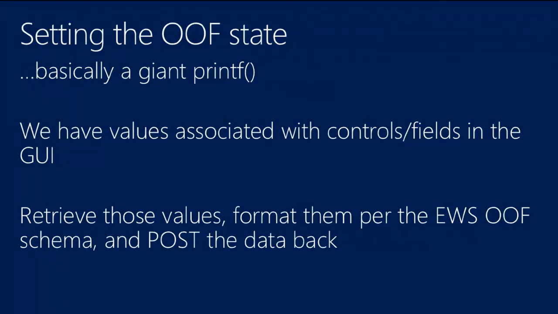So setting the state, I already showed you the XML data that gets returned when you push the state back up. This is the opposite of getting it. Okay, we have some controls in the user interface that let us affect what the schedule for the OOF is, or what the text of the message is, or whether internal and external users, either both or neither, get these messages. So to set the state, we need to get those values out of our controls and format them in the way that Exchange expects to see them using the EWS schema, and then HTTP post them back to the server.